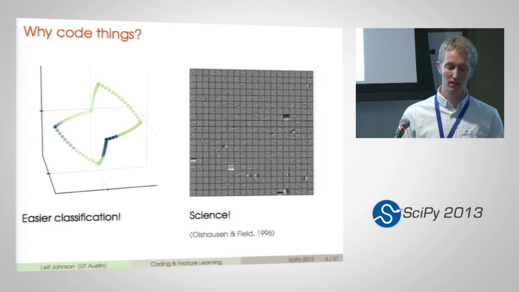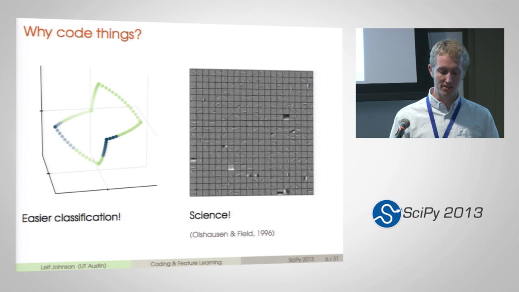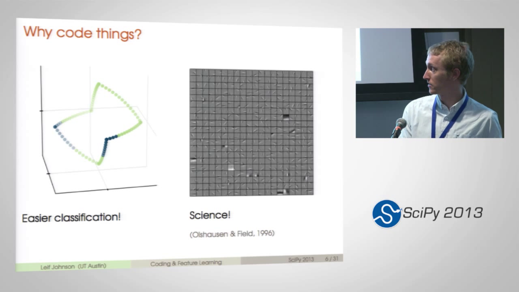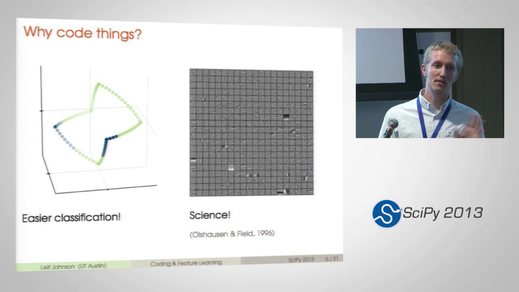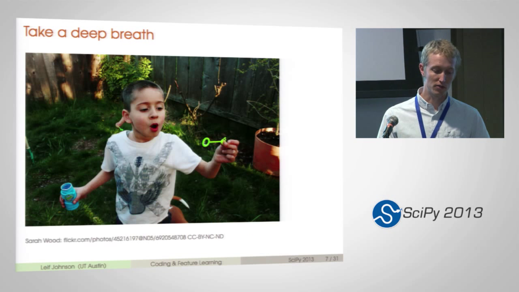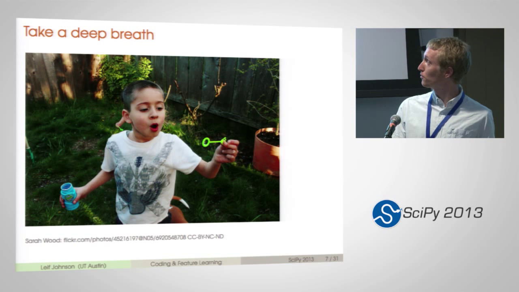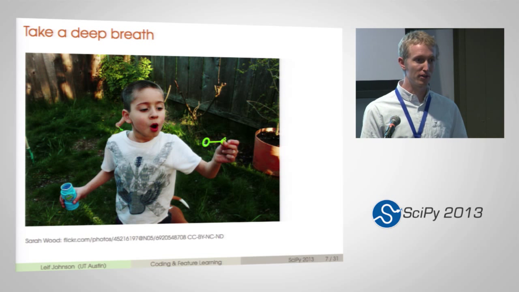The other reason is science. It turns out that in this really beautiful paper by Olshausen and Field, if you do the right kind of coding, you can actually shed some light on how neurons might be operating in the nervous system when exposed to natural data. So these are kind of cool things. So take a deep breath. We're going to talk about coding really quickly.